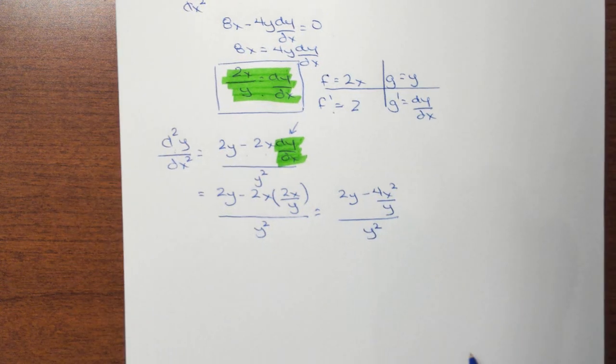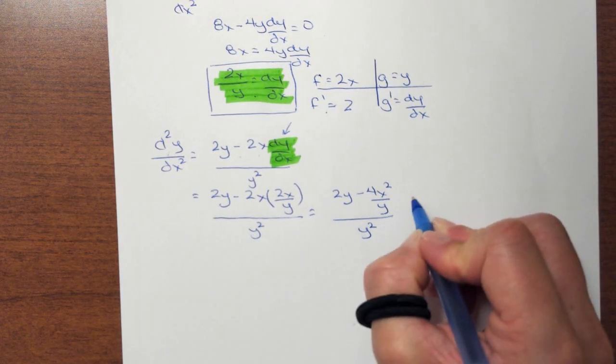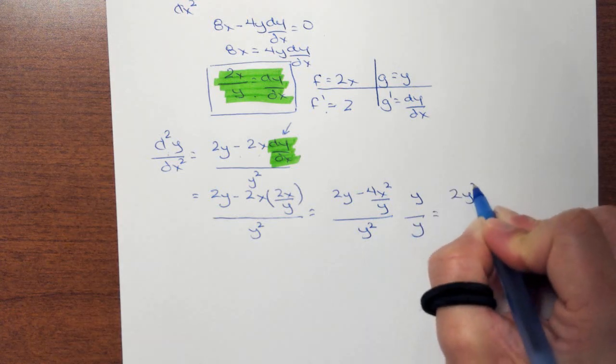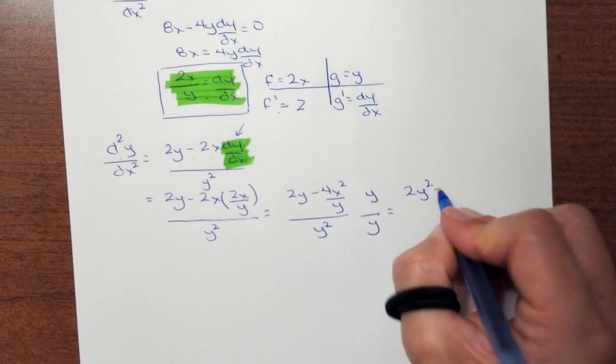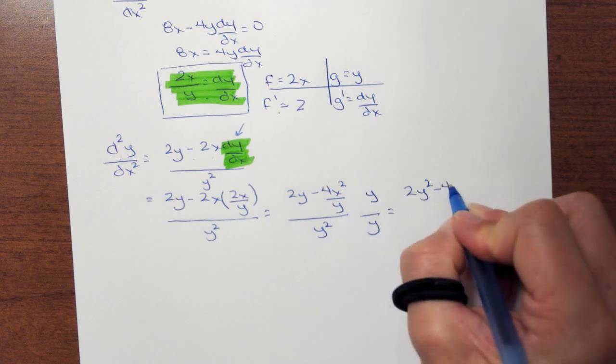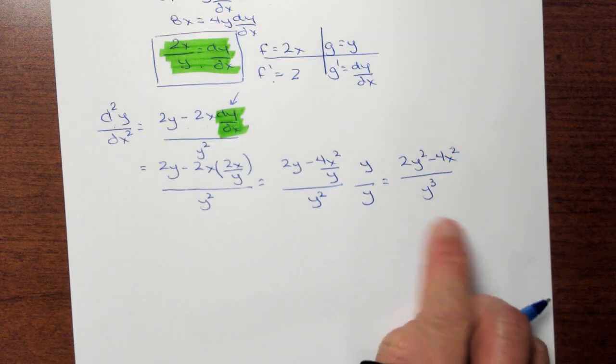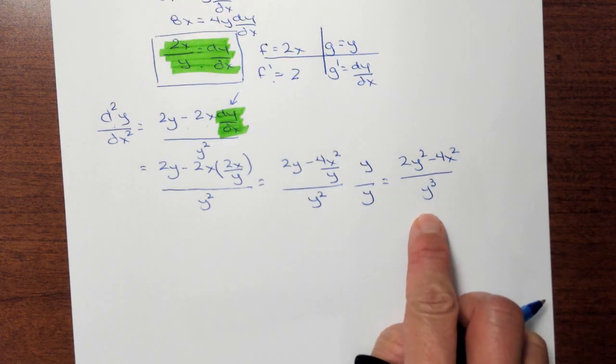This is a complex fraction, so we need to multiply by the least common denominator. So that gives me 2y squared when I distribute, minus 4x squared, over y cubed. At this point, this is essentially your answer.